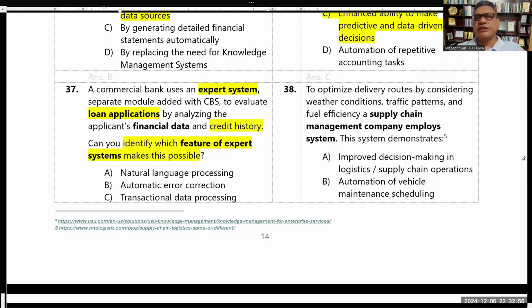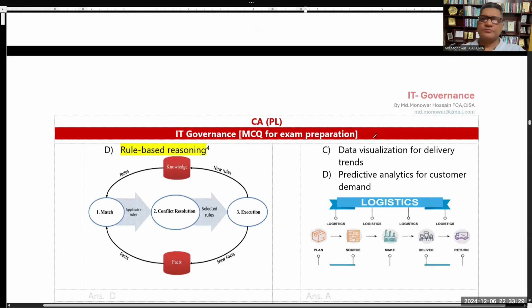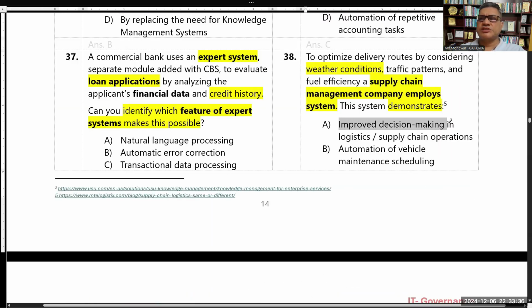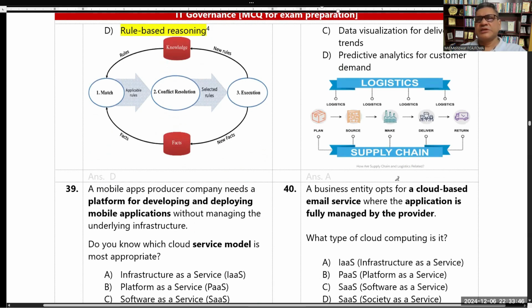To optimize delivery routes by considering weather conditions, traffic patterns, and fuel efficiency, a supply chain management company employs a system. And this system demonstrates what? The system demonstrates improved decision making in logistics or supply chain operations. Answer E. So we know the logistics and supply chain management picture. If you see this one, so logistics and supply chain management works here: plan, source, make, then deliver, and again return.